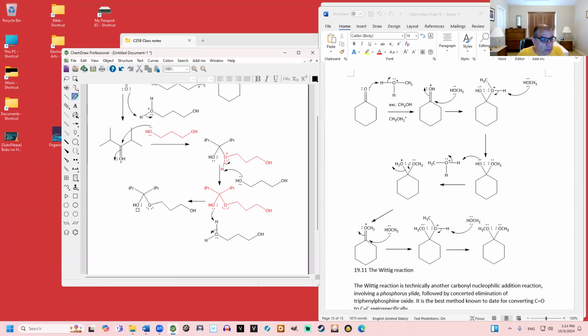And so now we have this intermediate, which is looking just like this intermediate. On this intermediate in the class notes, we lost a molecule of water by forming a new carbon-oxygen pi bond. And we'll do the very same thing over here. This oxygen will move the electrons in and form a new carbon-oxygen pi bond. And then we lose a molecule of water.